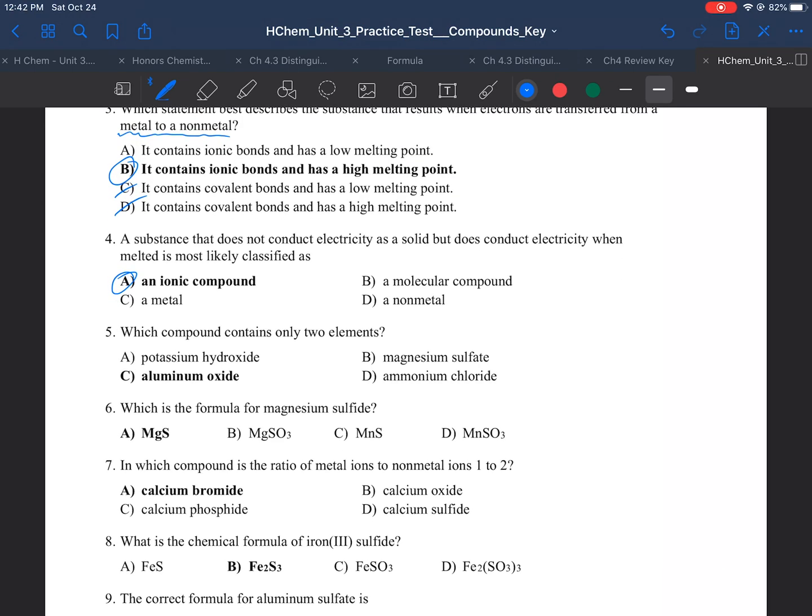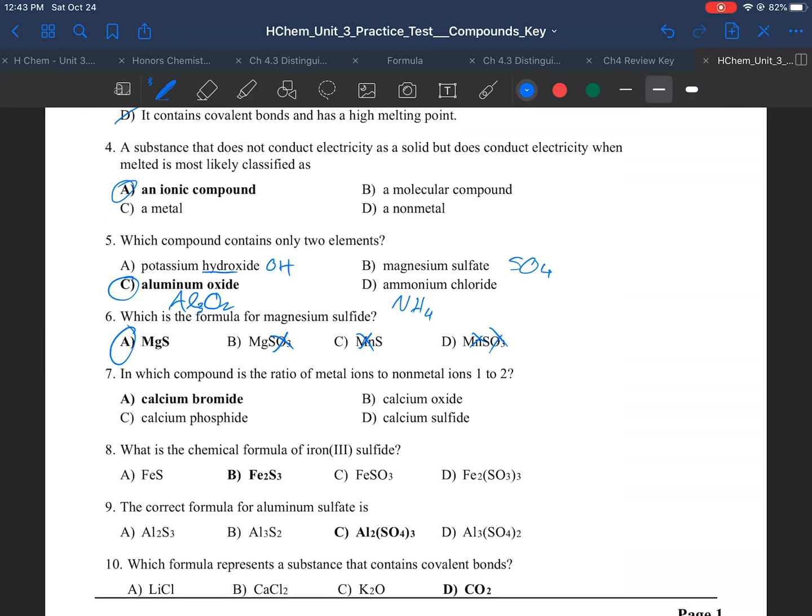Which compound contains only 2 elements? Here's recognizing polyatomic ions. Hydroxide is OH, sulfate is SO4, and ammonium is NH4. So in our case, the only one is aluminum oxide. Which is the formula for magnesium sulfide? In our case, this is sulfite, this is manganese sulfite, so manganese sulfide.